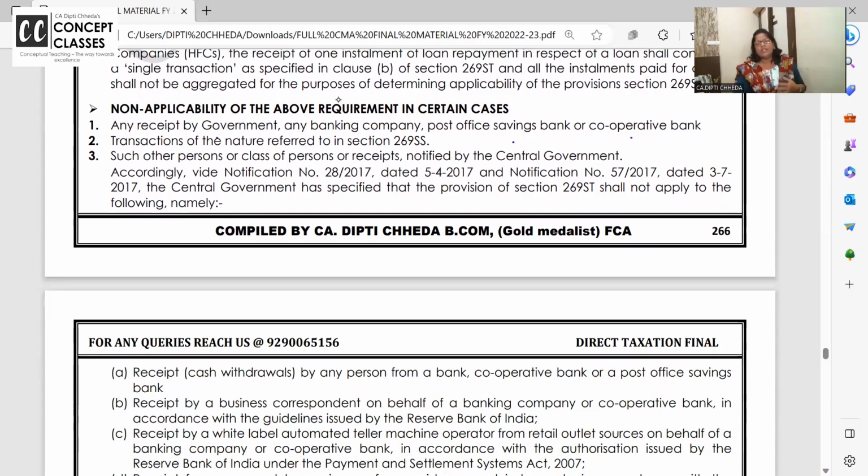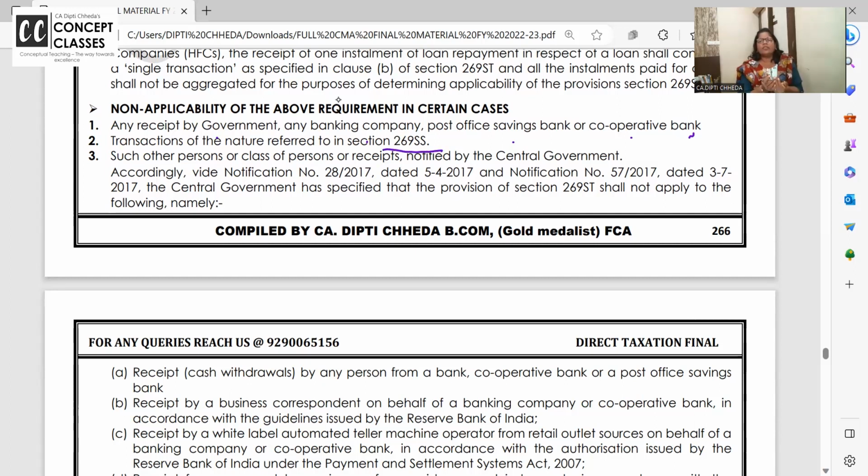Can I deposit 3 lakh rupees cash in my bank account in a single day? Generally people don't do that because it comes in the Annual Information Statement. But like this, can they receive above 2 lakh rupees in cash? Yes. Transactions of this nature refer to 269SS.